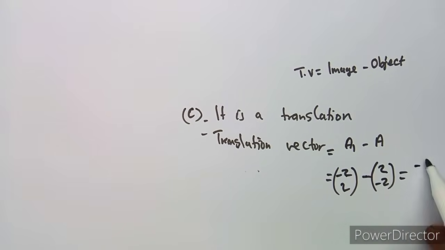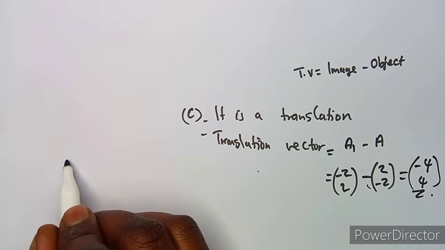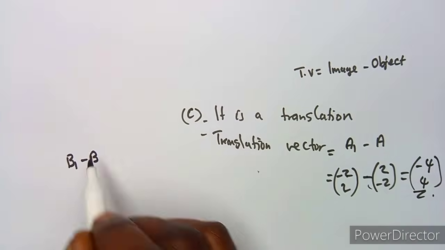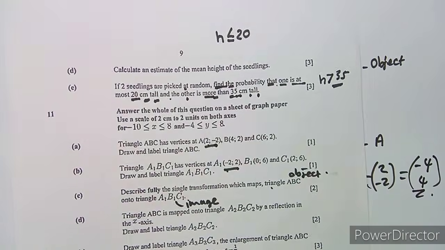Minus 2 minus 2, which is minus 4. 2 minus minus 2, which is 2 plus 2, that's 4. So that's your translation vector, guys. I can prove this using B1 minus B. I must obtain the same answer.